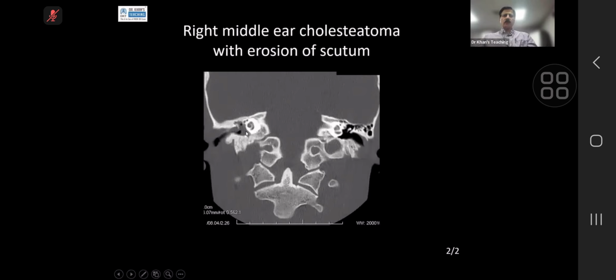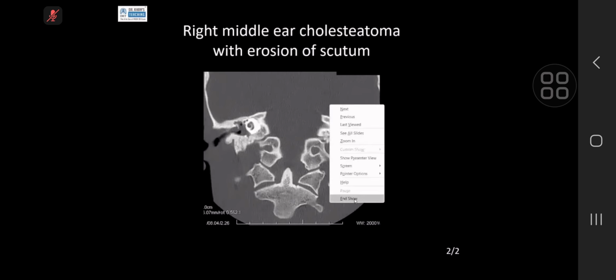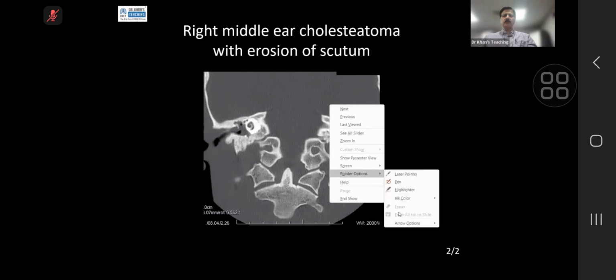We will come back to cholesteatoma, but right now, what is this? These are two dots here. So the medial dot, and this is the lateral dot. What is the medial dot? They have to be the semicircular canals. Semicircular canal?